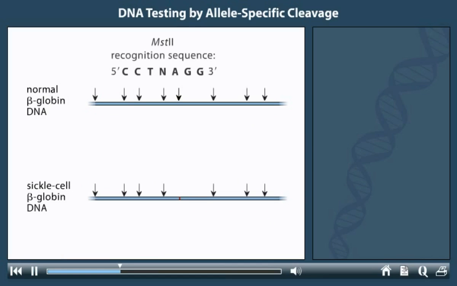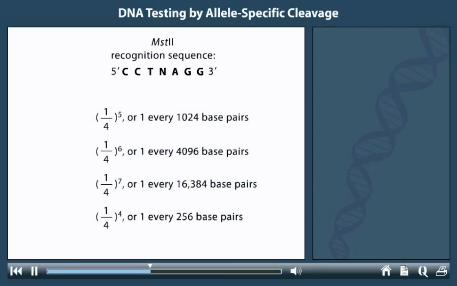Restriction enzymes recognize short sequences, which can usually be found throughout a long stretch of DNA. In the case of MST2, the recognition sequence is 5' CCTNAGG 3', where N can be any base. On average, how often would you expect to find an MST2 recognition sequence along the DNA of a chromosome? Click on the correct answer.